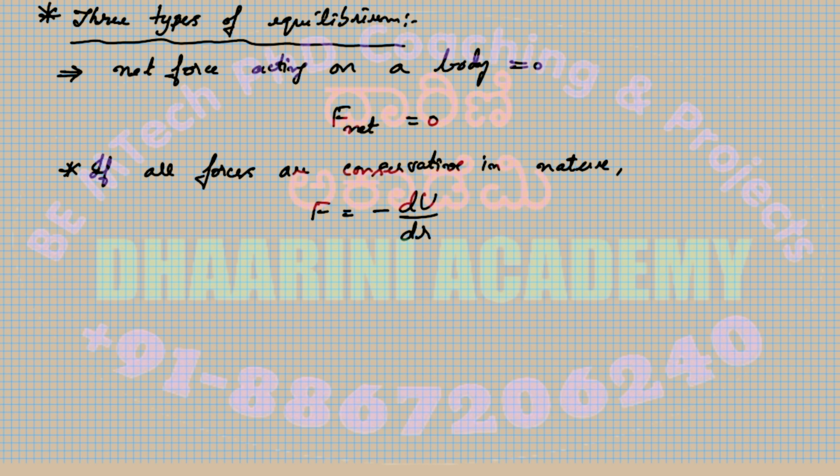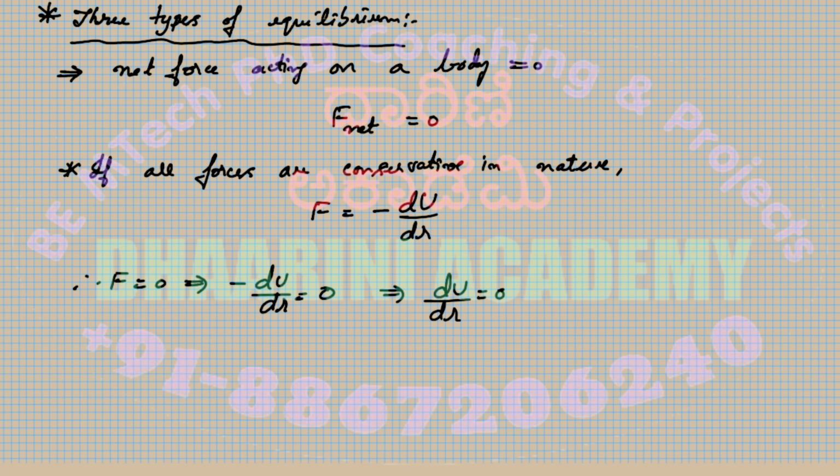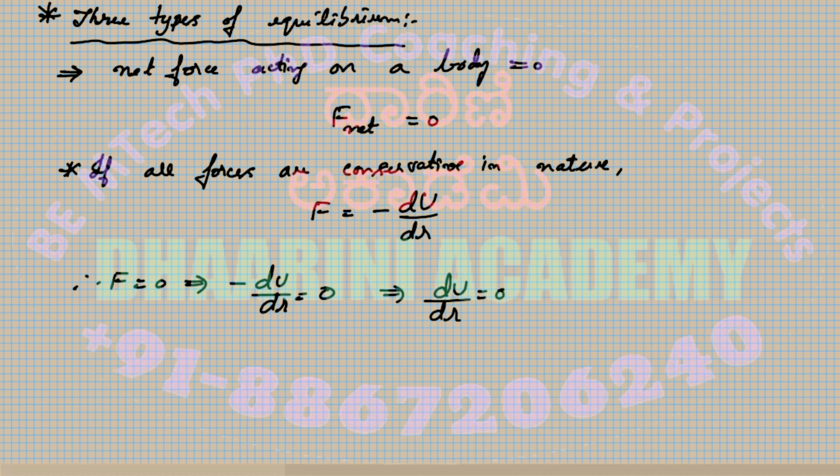So we want to say that equilibrium means F is equal to 0, right? So if I say F is 0, this implies negative of du by dr is 0. In other words, I can say simply du by dr is equal to 0. At equilibrium, u is the energy, and du by dr is the differentiation of the potential energy with respect to the distance. So when I say du by dr is equal to 0, this is the condition that has to be met at equilibrium.